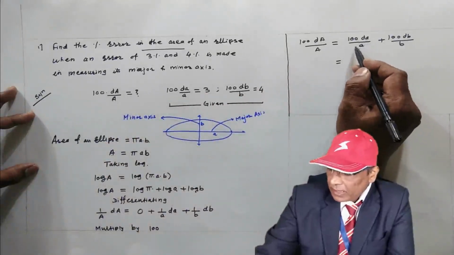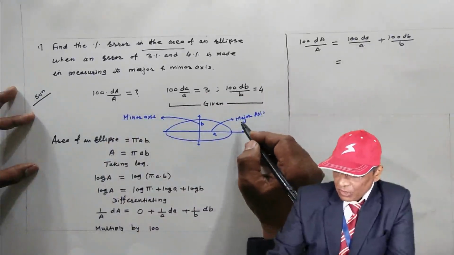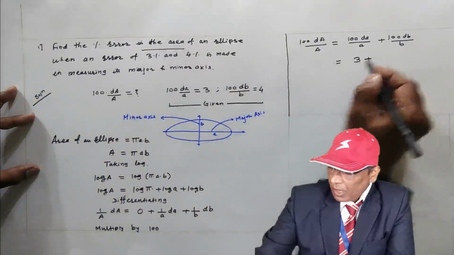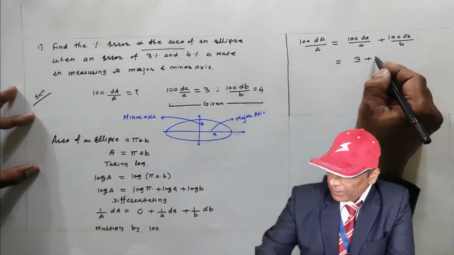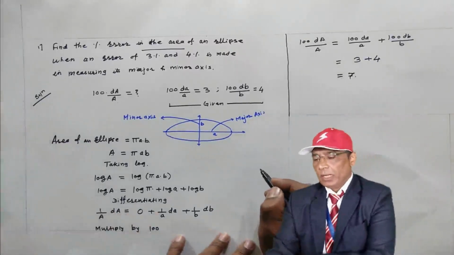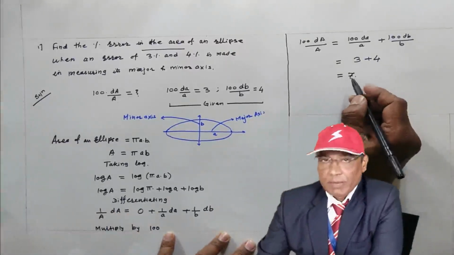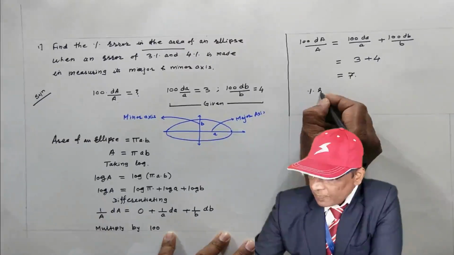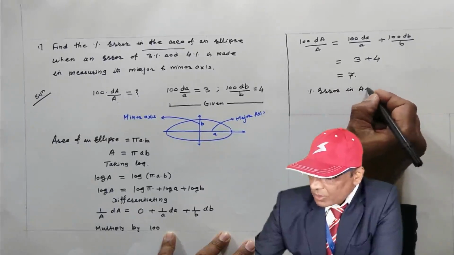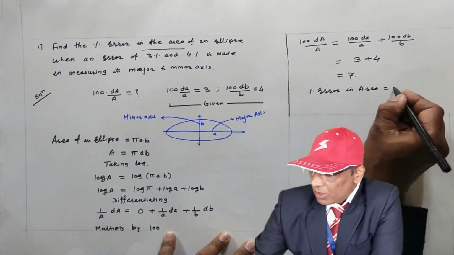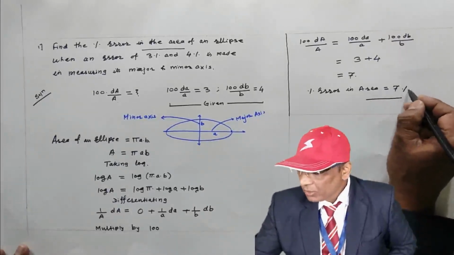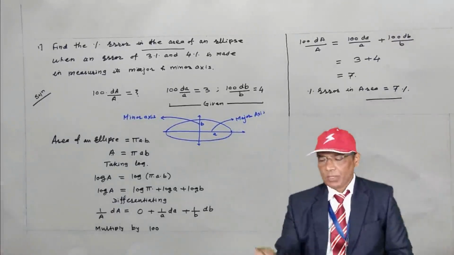Now the percentage error in a, the major axis, is 3, and the percentage error in b, the minor axis, is 4. Therefore, 7. So 100 dA by A is 7, which means the percentage error in the area of an ellipse is 7. You can write percentage here, but once you write percentage, there is no need to write it again.